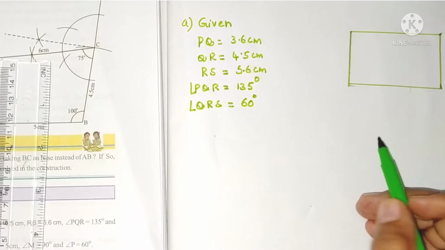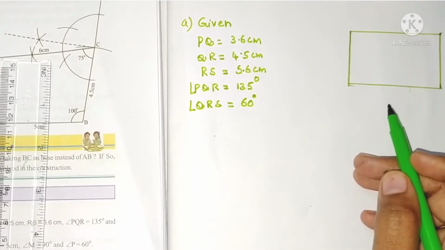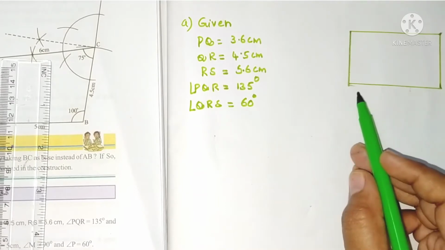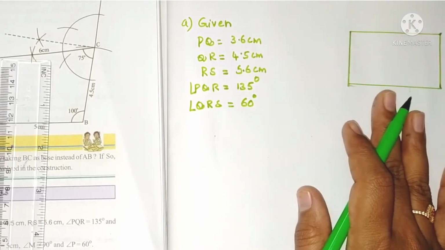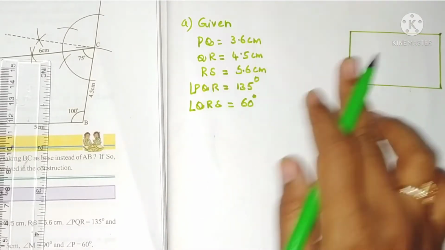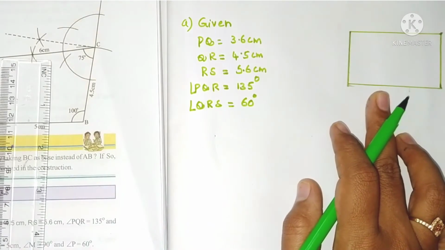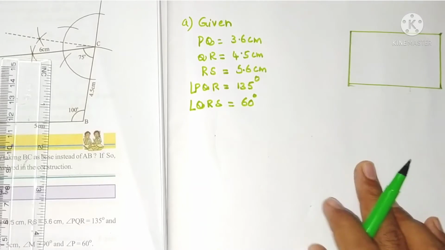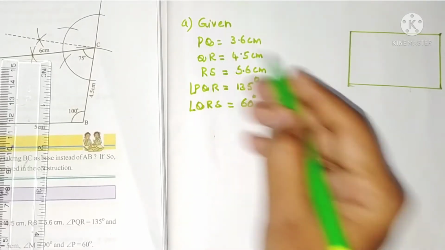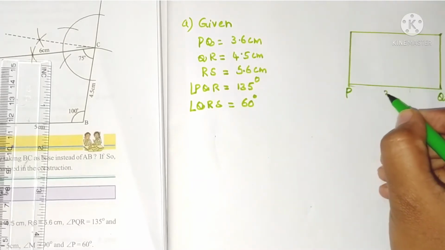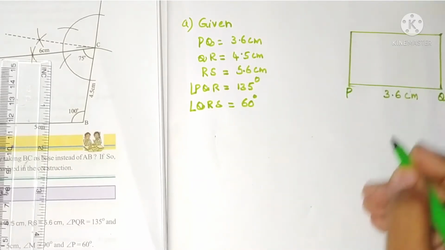Okay, so drawing the rough diagram is the first basic important step here. If you draw the rough diagram easily and if you write the given measurements in this rough diagram, you can easily construct it. Okay, so what is first here? PQ. So take PQ. What is PQ? 3.6 centimeters.